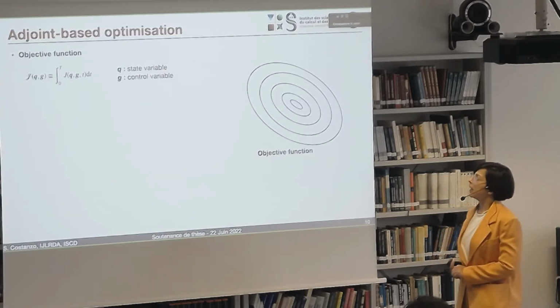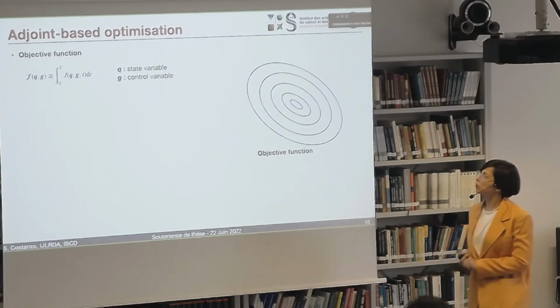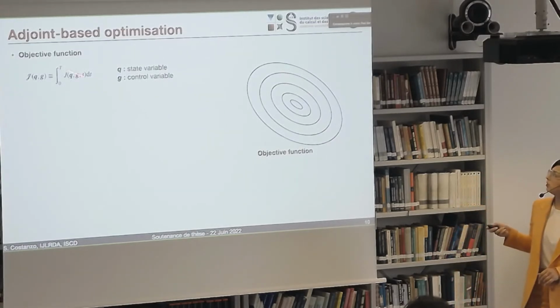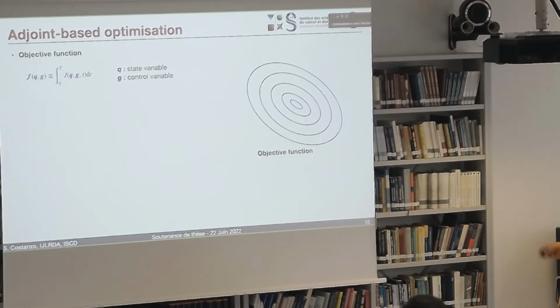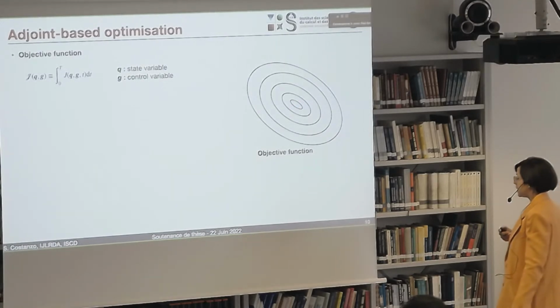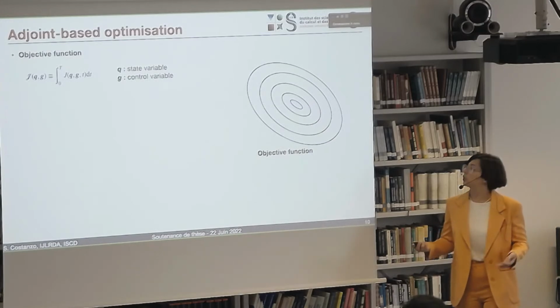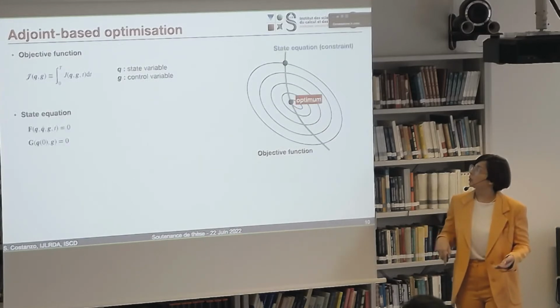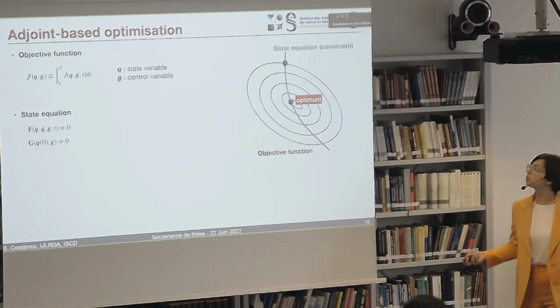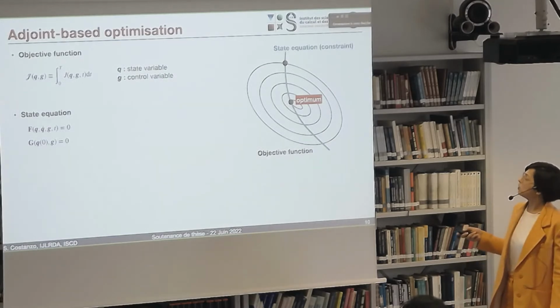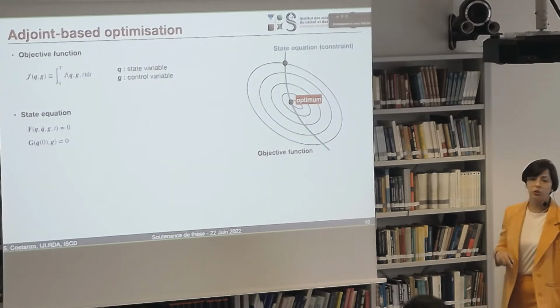So, in adjoint-based optimization, again, we want to optimize an objective function. And when we work with unsteady flows, this objective function can depend on time. Here we can see the contour lines of the objective function. We want to get to the minimum. However, since we are solving some equation, we want the solution of our optimal problem to lie on the subspace of the solution of the state equation, in our case, the Navier-Stokes equation, for example. So we have introduced a constraint in our objective function.